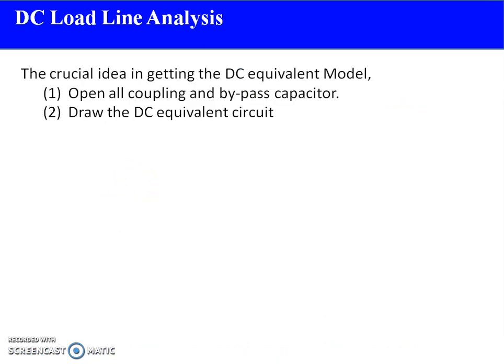So the first one is how to draw a DC load line, analysis. Now the crucial idea in getting the DC equivalent model is, first, open all the coupling and bypass capacitors, because we know that a capacitor blocks the DC signal while it passes the AC signal. So draw the DC equivalent circuit.